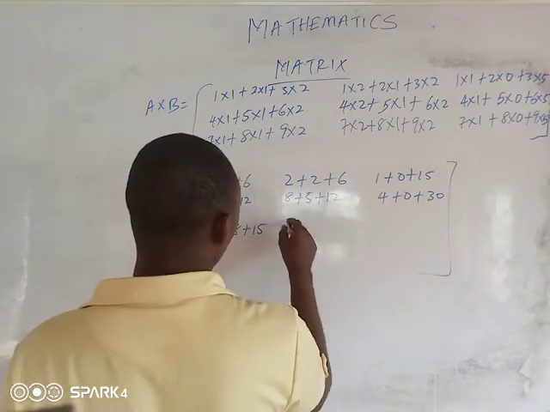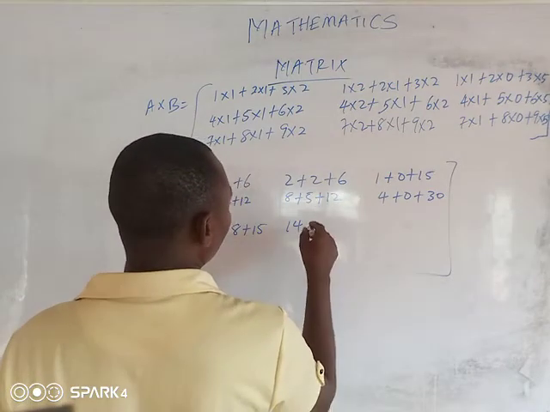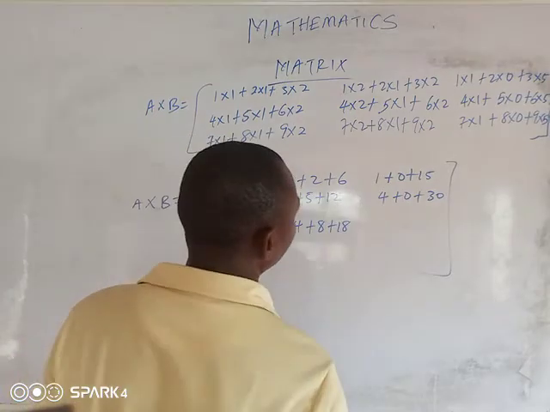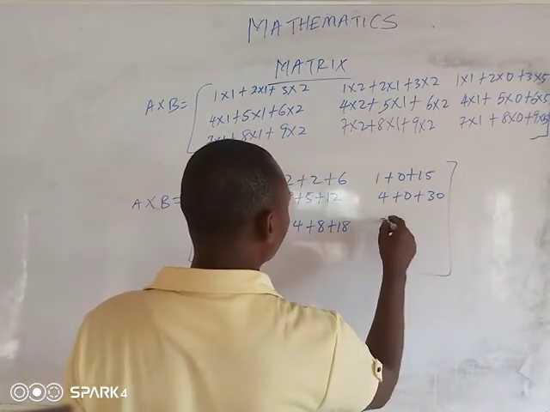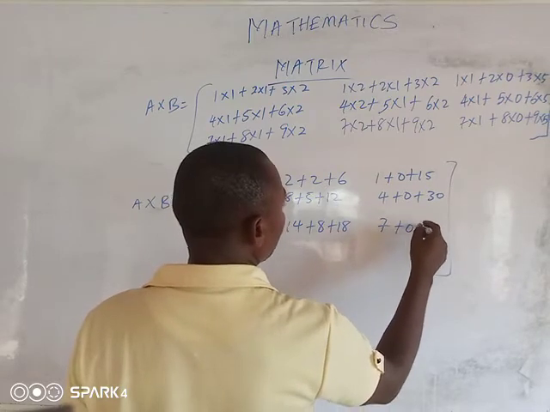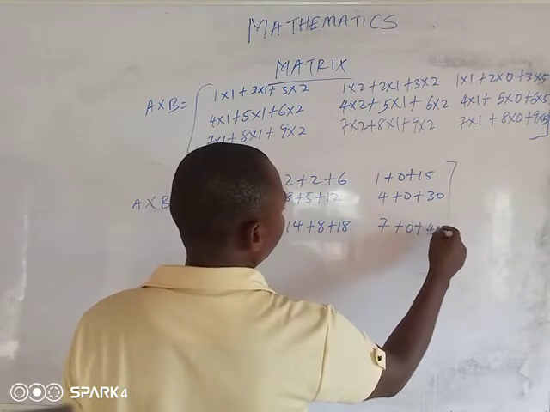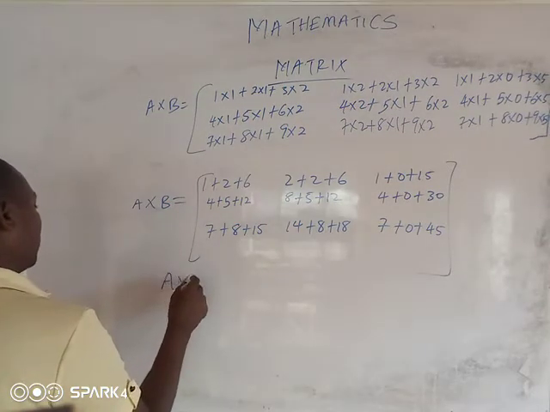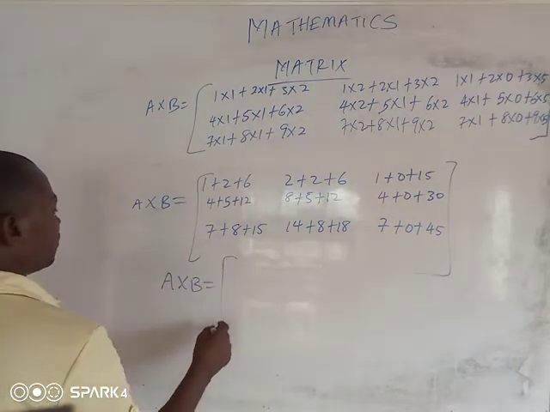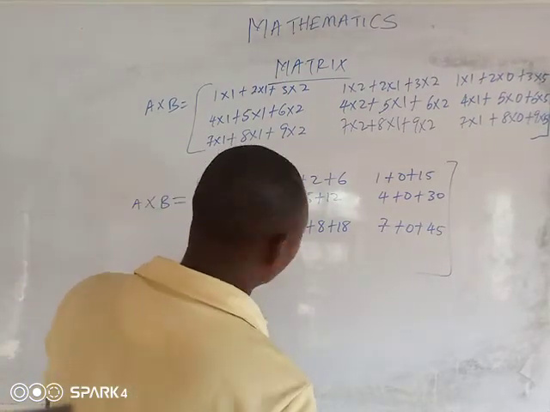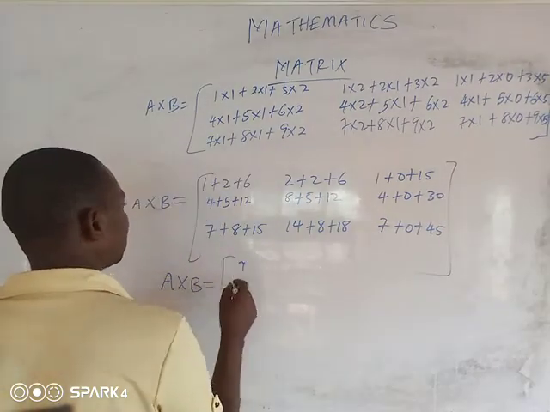7 times 2 will give us 14. 8 times 1 will give us 8. 9 times 2 will give us 18. 7 times 1 will give us 7. 8 times 0 will give us 0. 9 times 5 will give us 75. So A plus B, or A times B, sorry. A times B will give us 1 plus 1 plus 6 will give us 9.